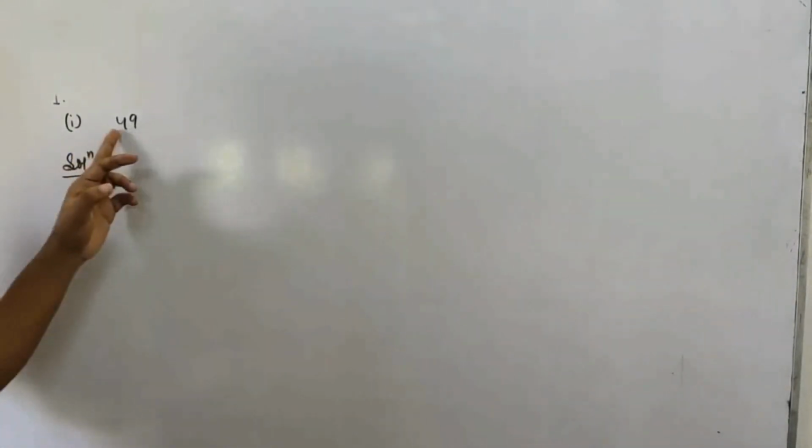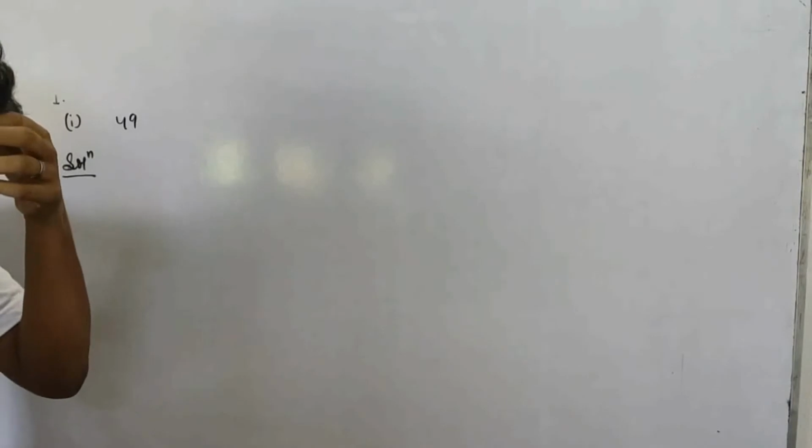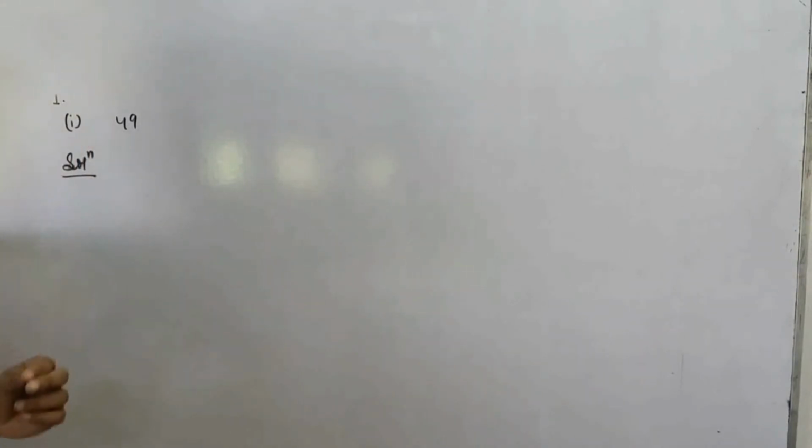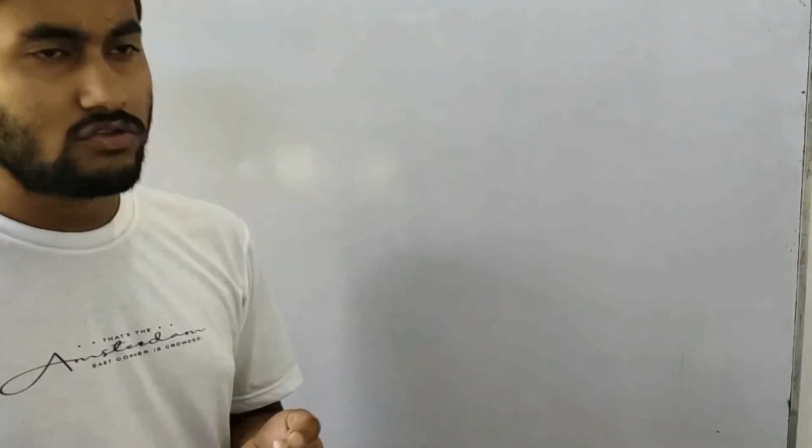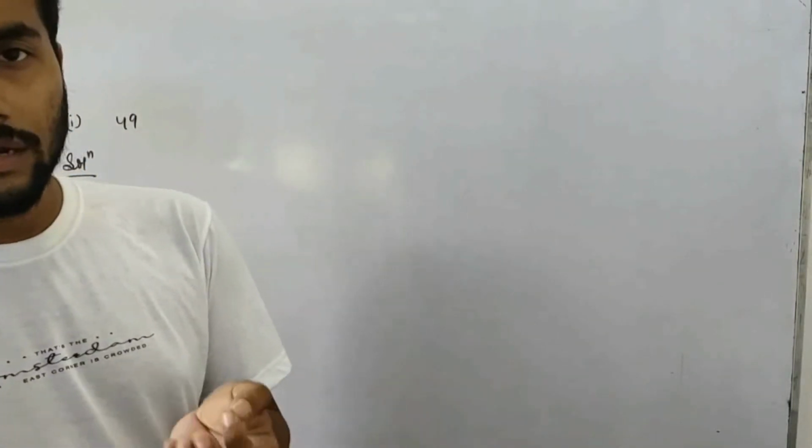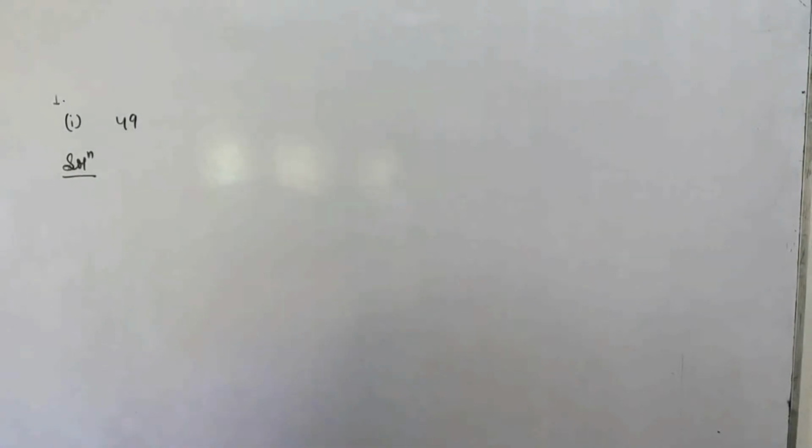Okay. How many digits are there? 49. 2 digits are there, isn't it? 2 digits are there. So even or odd? It is even, isn't it?